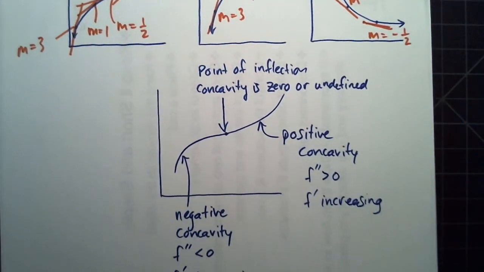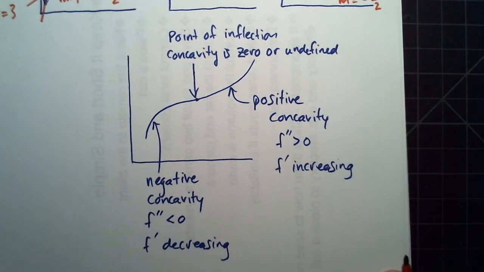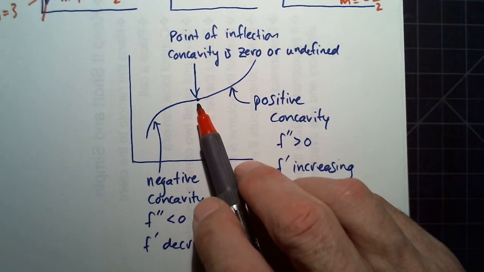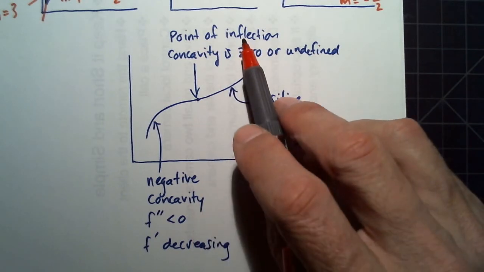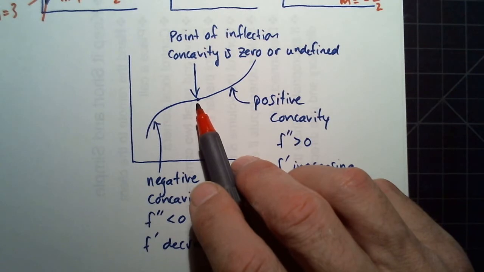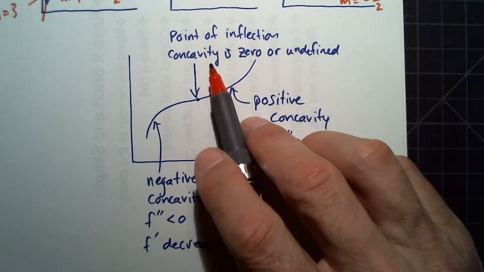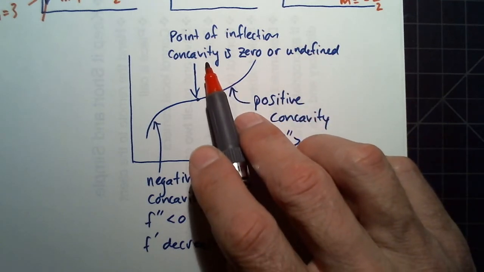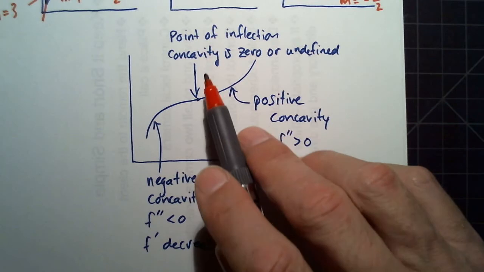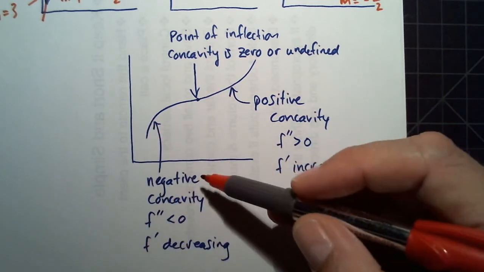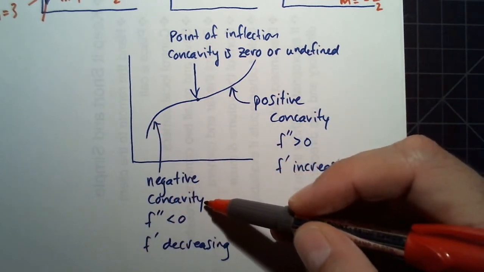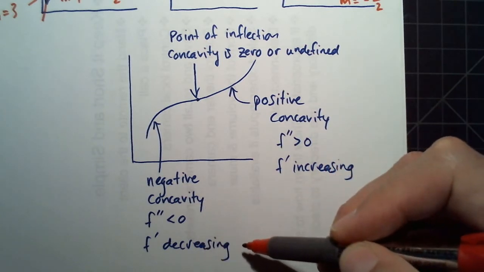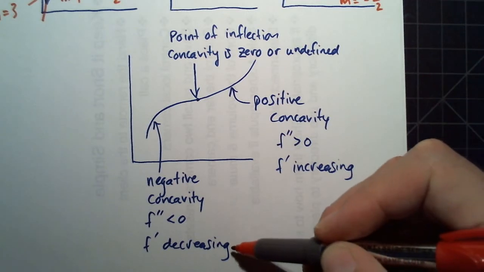Now let's look at this graph. The point where concavity changes is called a point of inflection. We're going to look for these points where concavity is 0 or undefined, and concavity is measured by the second derivative. On this side of the graph, we have a negative concavity or curvature, and we would write the second derivative as negative, and we could also say that f prime is decreasing.